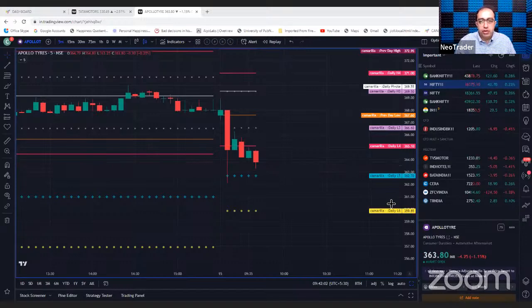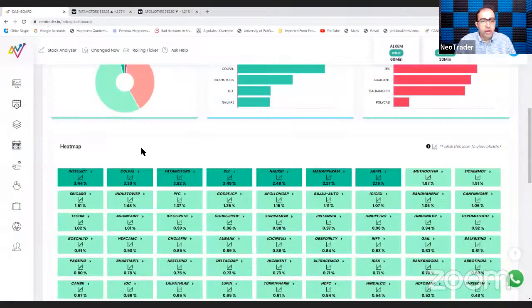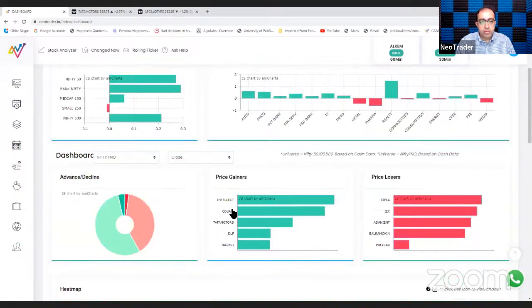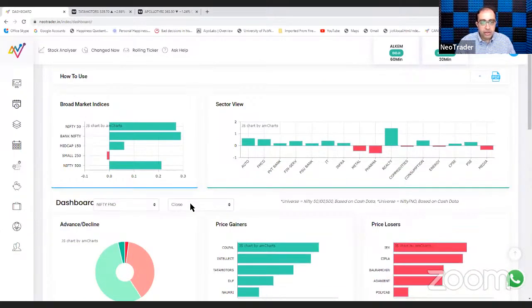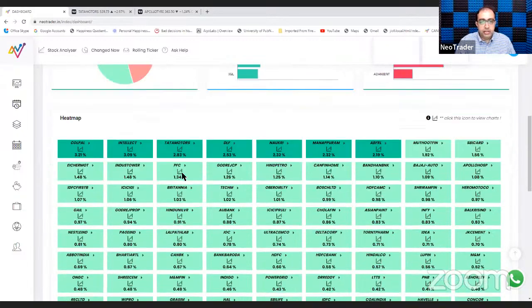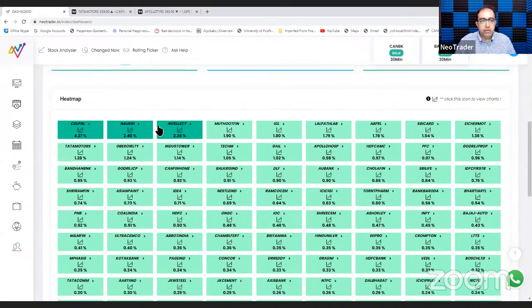In case you have not seen that particular aspect, let me just show you. So in NeoTrader, you can see here, we have selected FNO, stocks are moving, right? Stocks are moving, and what we want to see is from the open. So from the open, you can see that this is the list of stocks that have shown some movement.